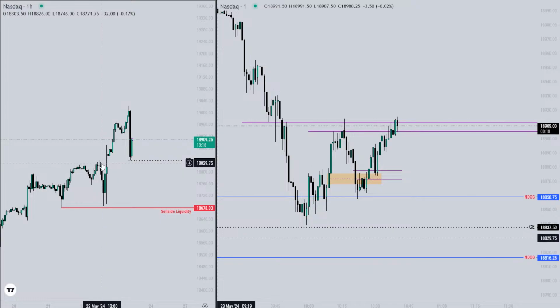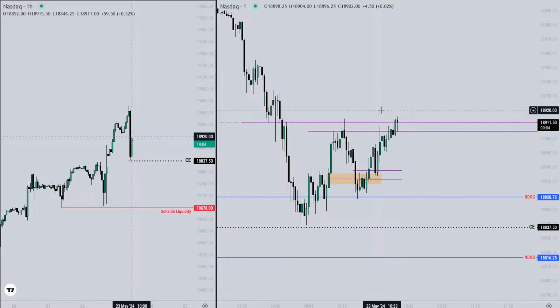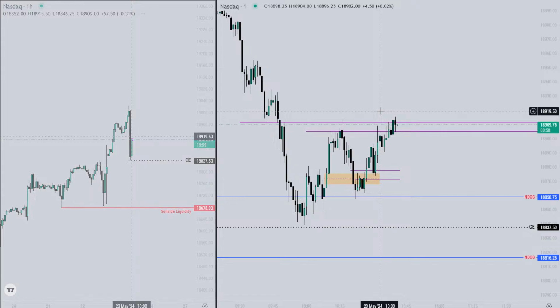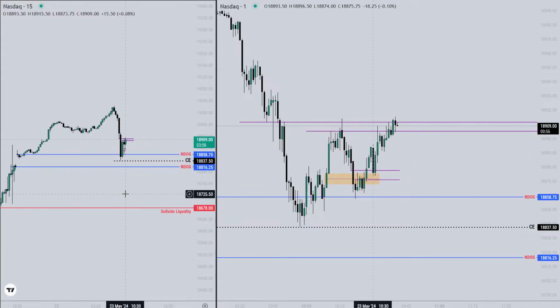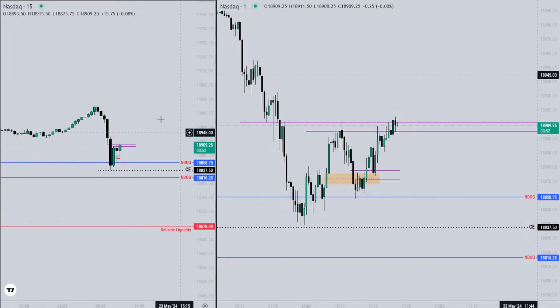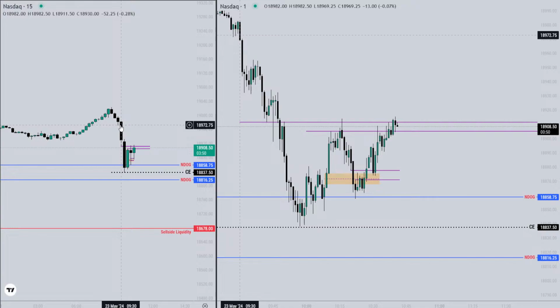Well, this is a breaker block, a nice breaker block, but the market hasn't reached the breaker block yet. Just wait for this consolidation to finish, then we will decide how it will work today. Keep that in your mind.